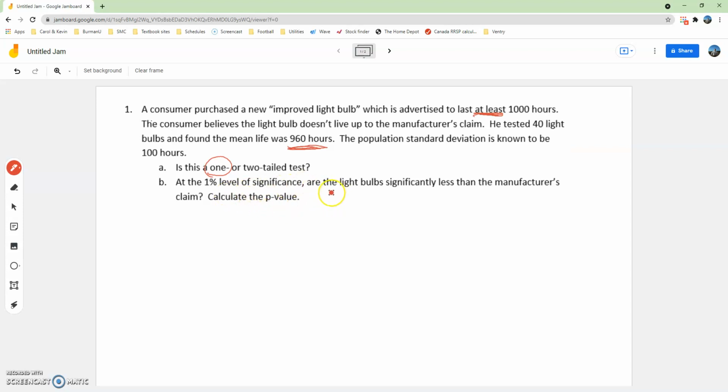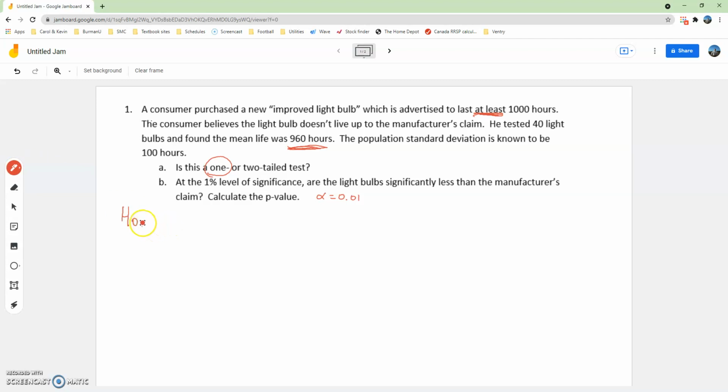So at the 1% level of significance, so alpha is 0.01, are the light bulbs significantly less than the manufacturer's claim? And then that gets us to calculate the p-value. So let's look at what the null hypothesis would be. Let's use red.